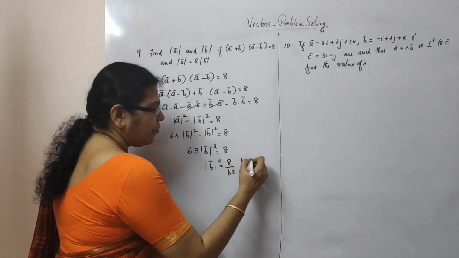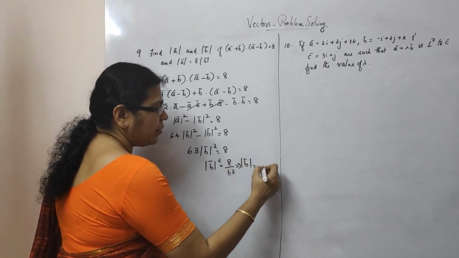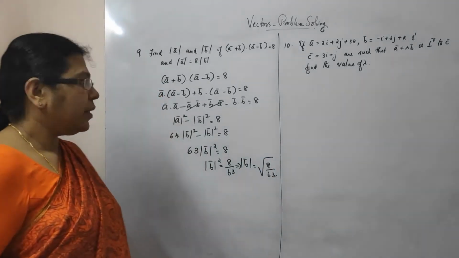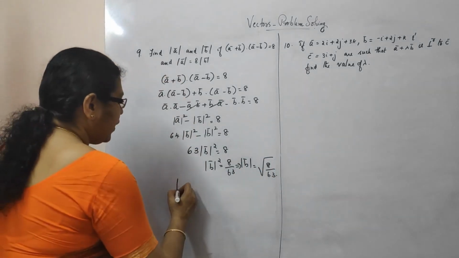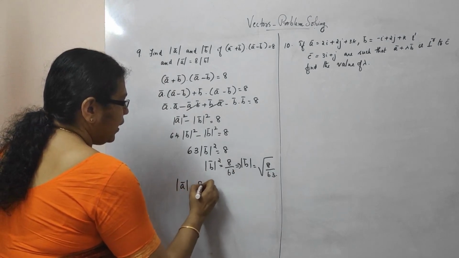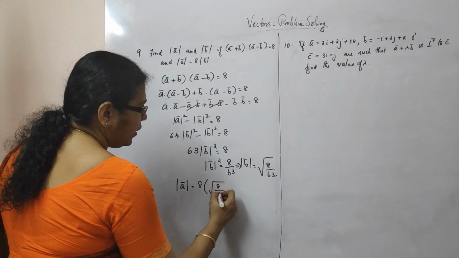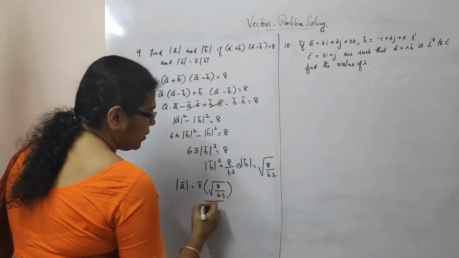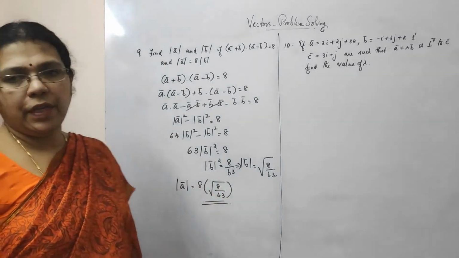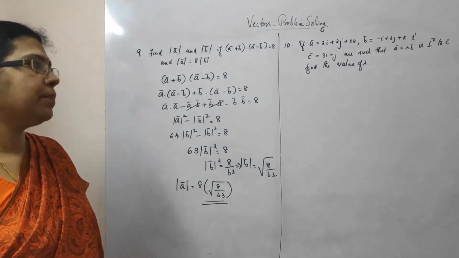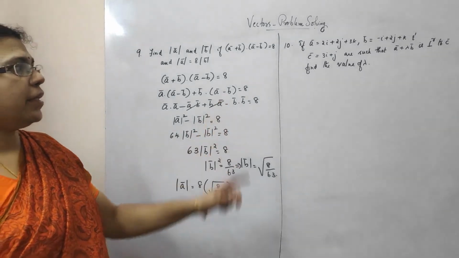What is the magnitude of B? This implies the magnitude of B is equal to the square root of 8 by 63. Now it is given the magnitude of A is equal to 8 times the magnitude of B. The magnitude of B is what? Root of 8 by 63. So this is the value of the magnitude of A and this is the value of the magnitude of B. Am I clear? Okay, coming to the next one.